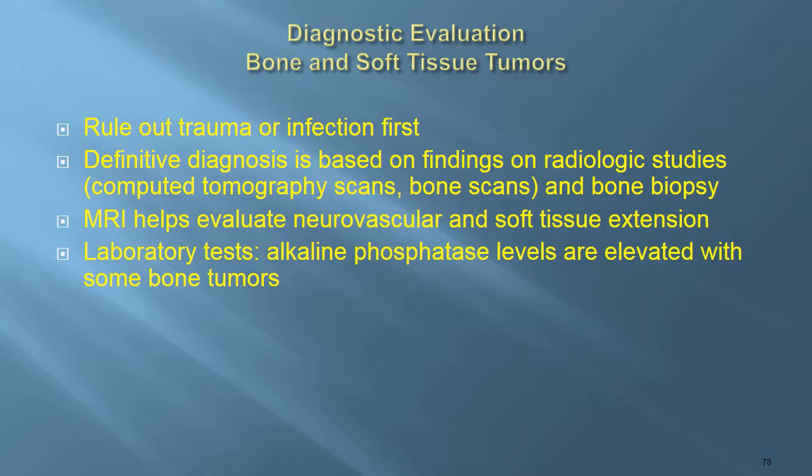When diagnosing bone and soft tissue tumors, it would be important to rule out trauma or infection first. Definitive diagnosis is based on findings on radiologic studies, such as computed tomography scans or bone scans, and bone biopsy. The MRI helps to evaluate neurovascular and soft tissue extension. Laboratory tests are also done. Alkaline phosphatase levels are elevated with some bone tumors.